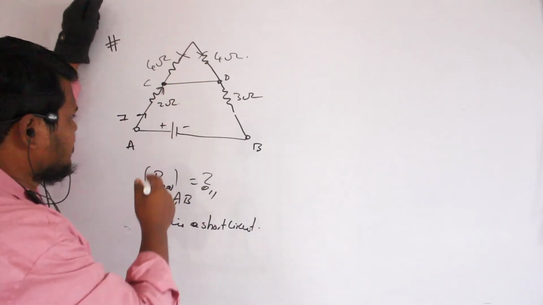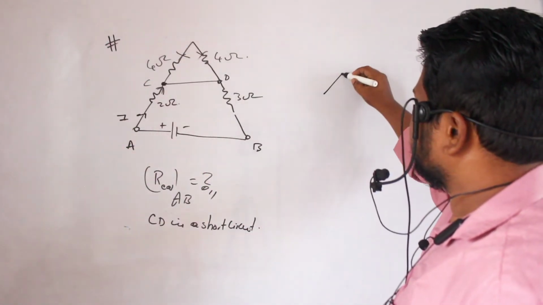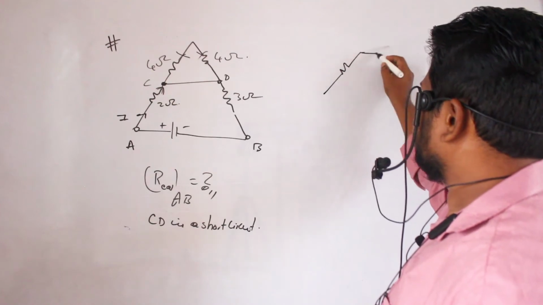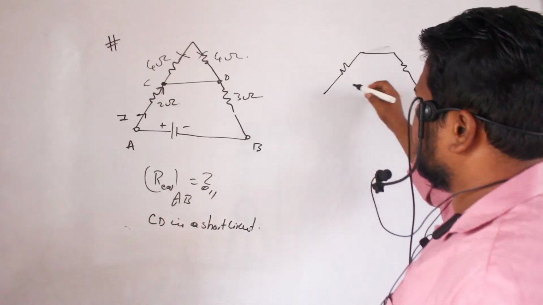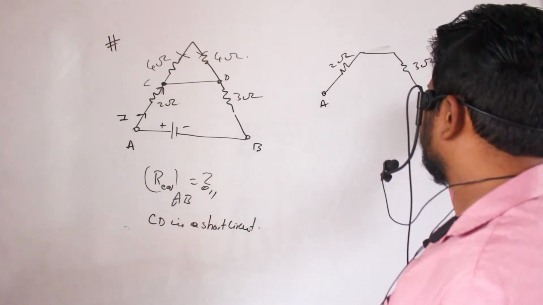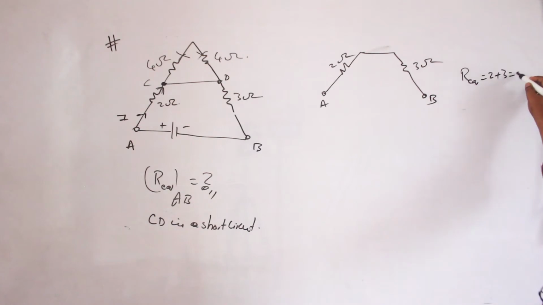So directly, how can I write the diagram of this one? I can draw like this. This is one resistor, and then this is another resistor. This is 2 ohms and this is 3 ohms. This is point A and this is point B. So 2 plus 3, our equivalent resistance is 2 plus 3 equals 5 ohms. That is my answer.